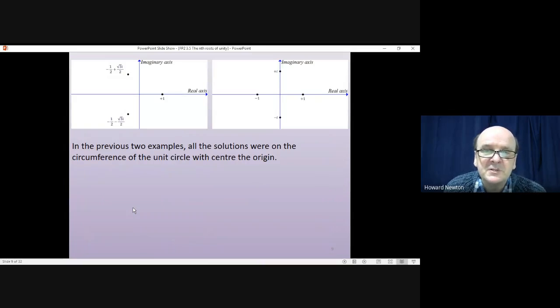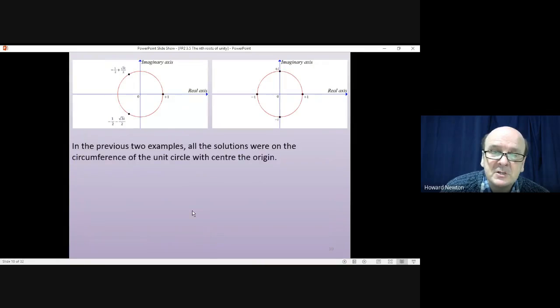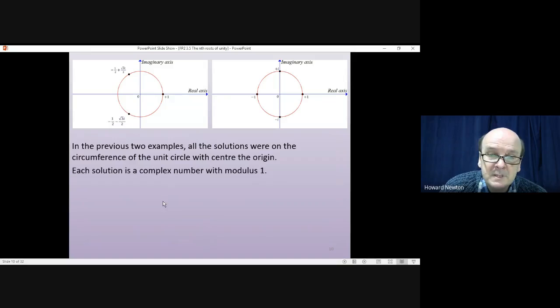Now, those two questions that we just did, in both cases, all the solutions would be on the circumference of a unit circle, a circle with radius 1, centered on the origin. So I could draw a circle around those 3 points and a circle around those 4 points. And that turns out to always be the case.